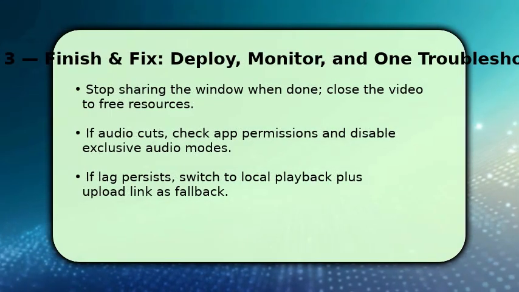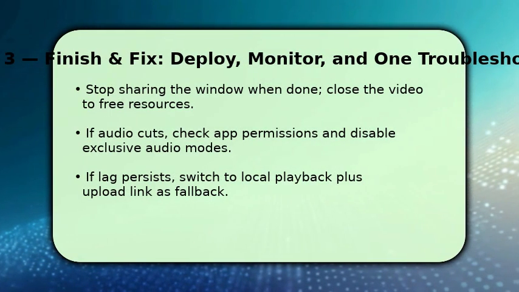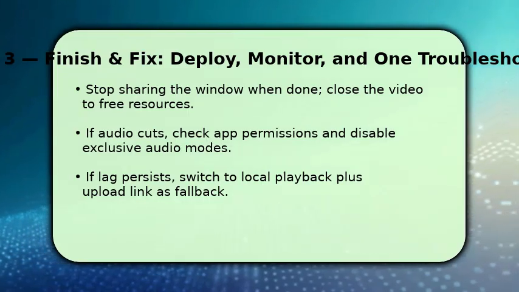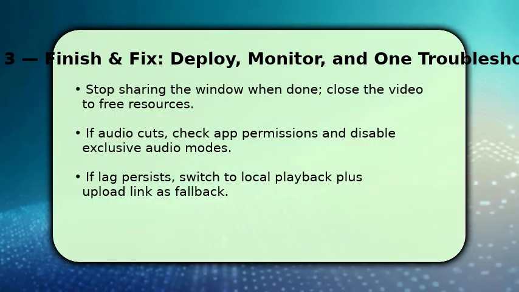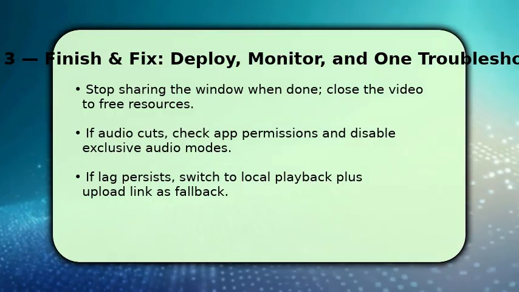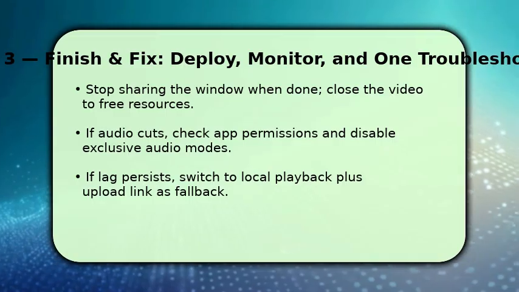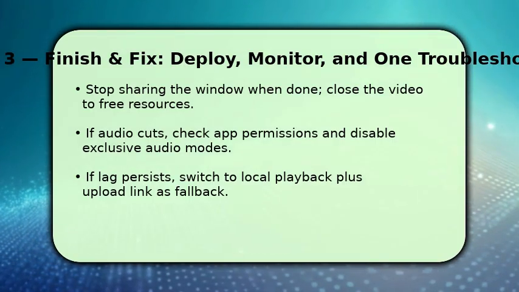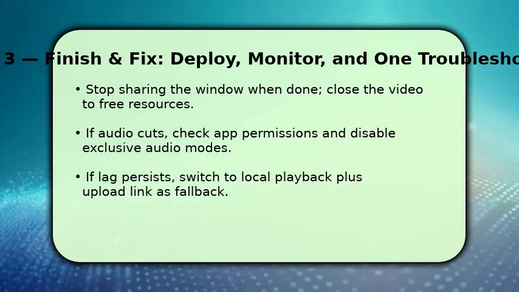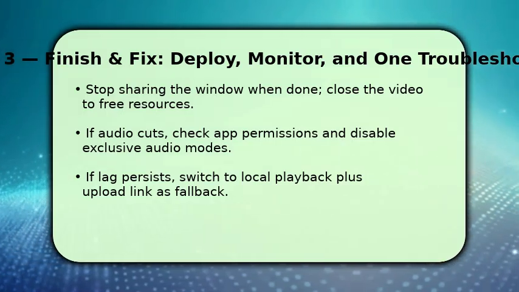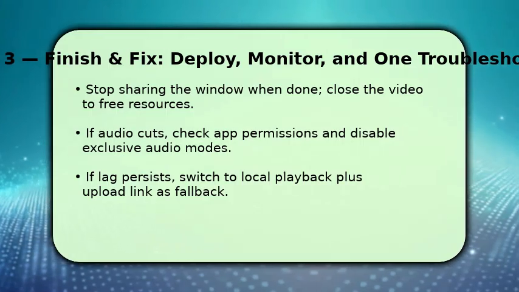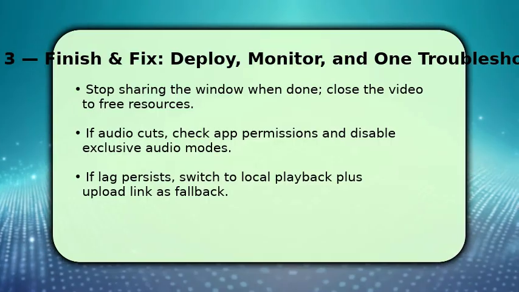To finish, stop sharing the window and close the video so your system frees memory and network. If audio drops or is silent, first confirm the meeting app has microphone and screen audio permissions and that exclusive audio modes in the OS are off. Then reselect the source. If participants still experience lag, switch to a lower resolution or provide a direct link and play locally while you narrate. This trade-off keeps the meeting smooth and preserves clarity for everyone.